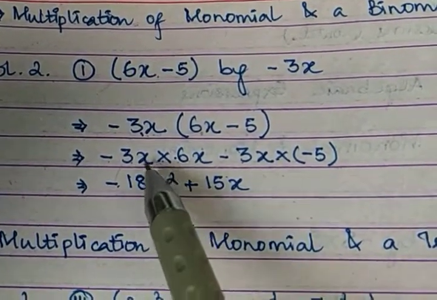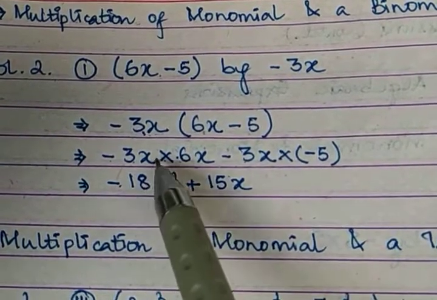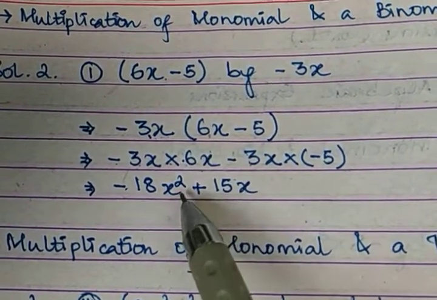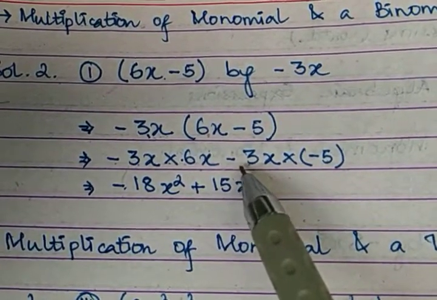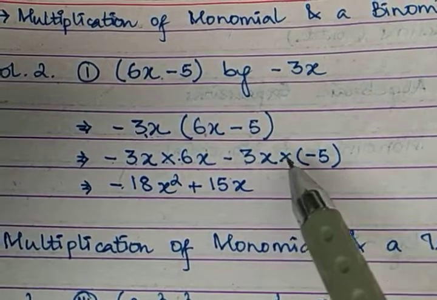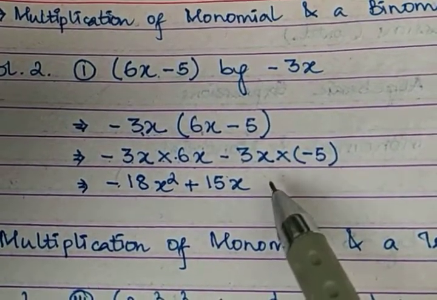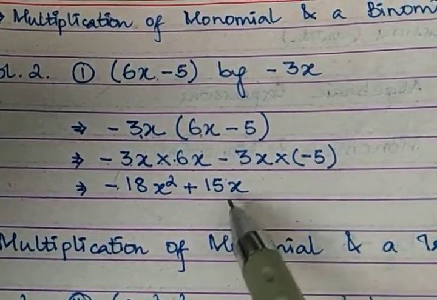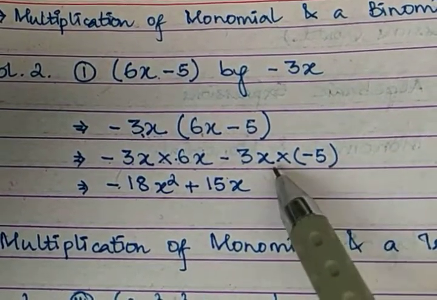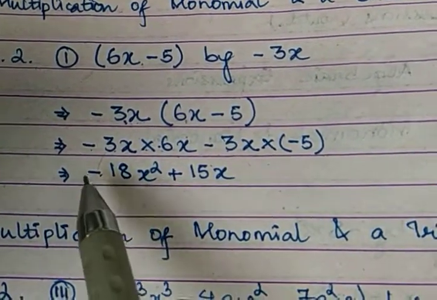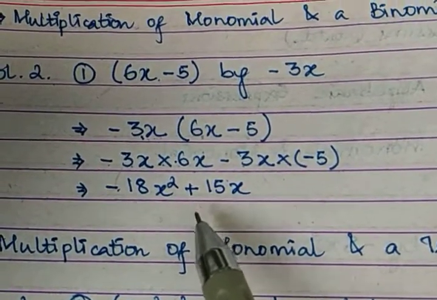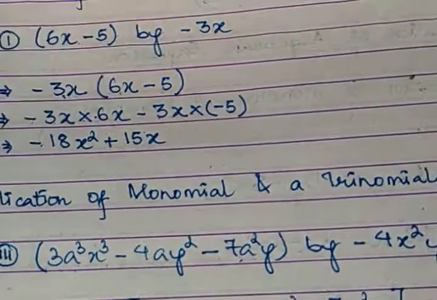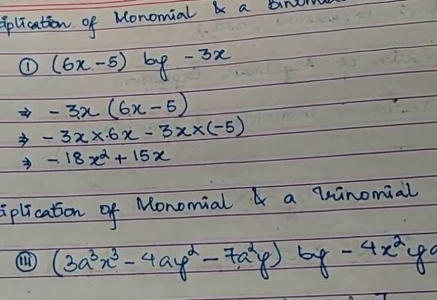Minus into plus is minus, and 3 into 6 is 18. x into x, powers will be added, 1 and 1 is 2, so x squared. Now for the second term, minus into minus, signs will be multiplied first, so it's plus. 3 into 5, the constant term, is 15. There is no x here, so it remains as it is. What do we have here? Two terms, unlike terms with opposite signs. We cannot do anything about it, so we are done here.